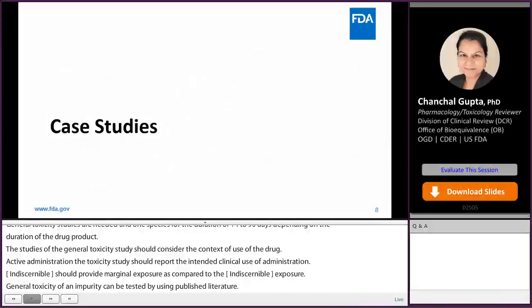I will now present some case studies illustrating the key aspects I just discussed and highlight the common pitfalls observed in the submitted safety justifications for drug substance impurities.